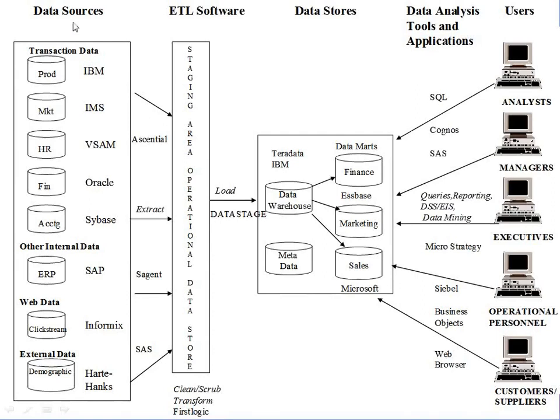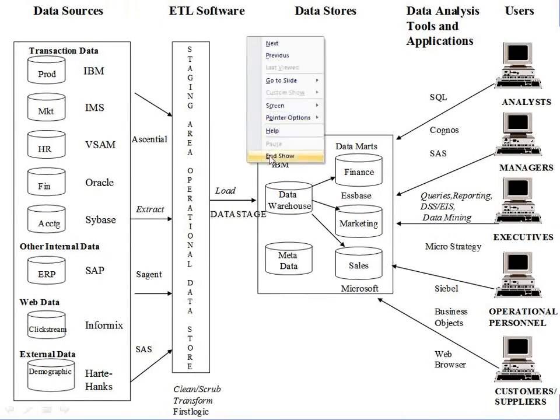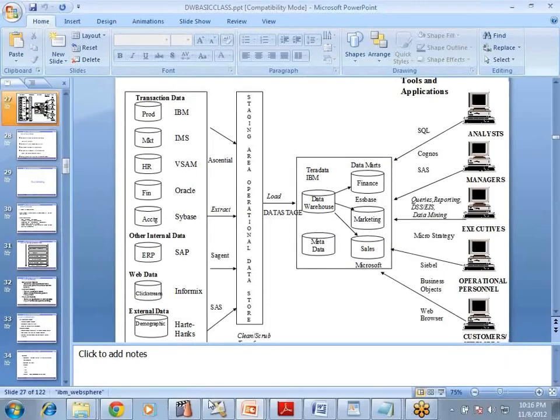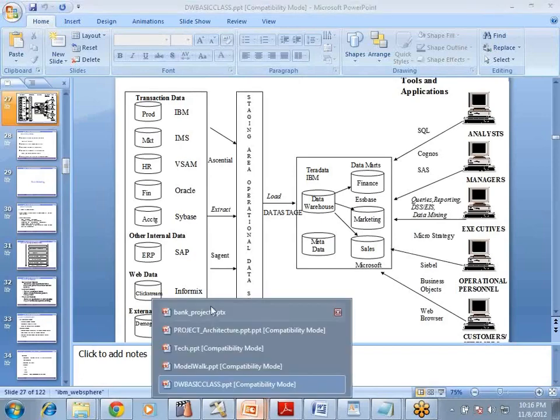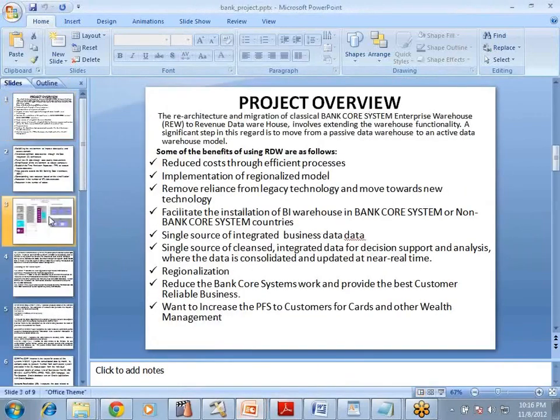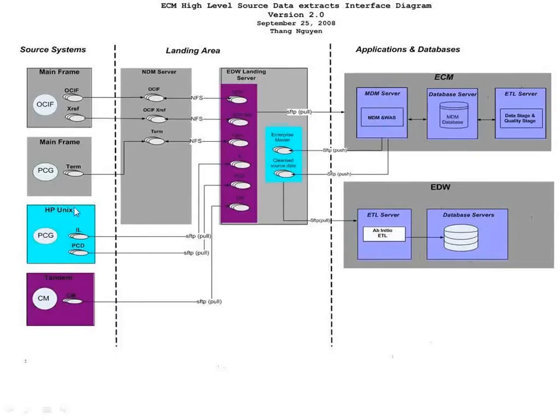Here, if you observe in this particular project which I am going to open now, this is one more project document. See, these are our mainframe data. This is called source systems: mainframe, HP Unix and some other applications. This is called the landing zone. This is a separate server. Landing area means the server where we install our DataStage software, the Unix machine where we install our DataStage server components.